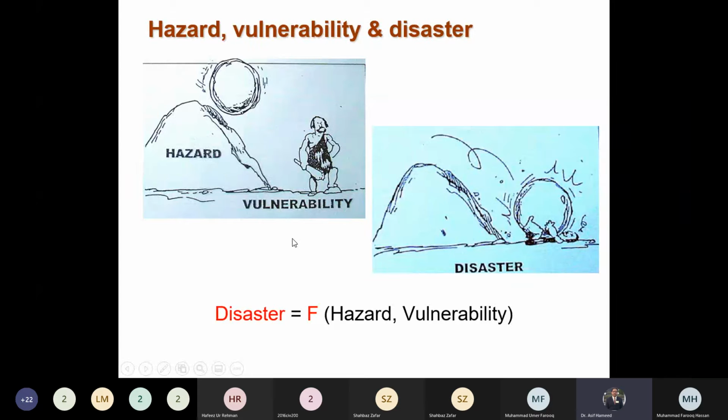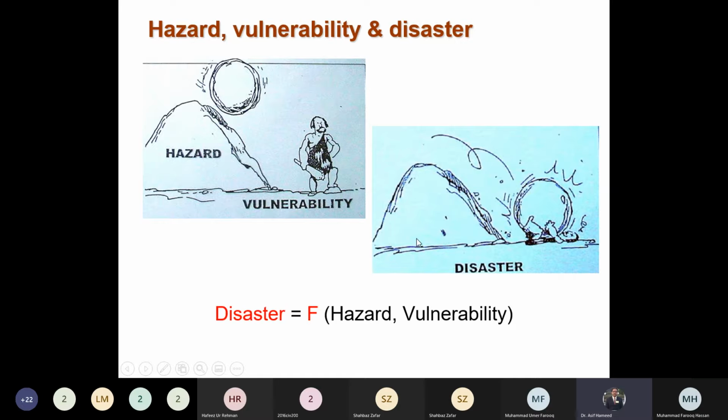Okay, hazard, and then we have the vulnerability. In our case, hazard is the earthquake, and we have the vulnerable structures. Because of the occurrence of the earthquake, the structures can be damaged. So this disaster, because of the earthquake, is a function of the occurrence of the earthquake and the structures which may be damaged. So this is the vulnerability. So disaster is a function of hazard and the vulnerability.